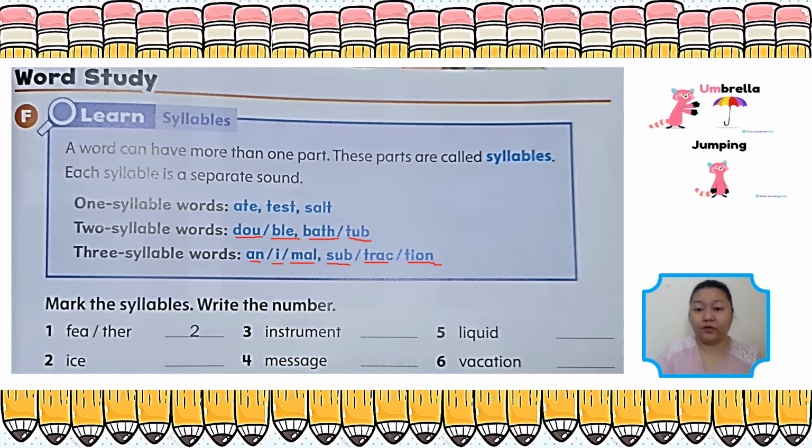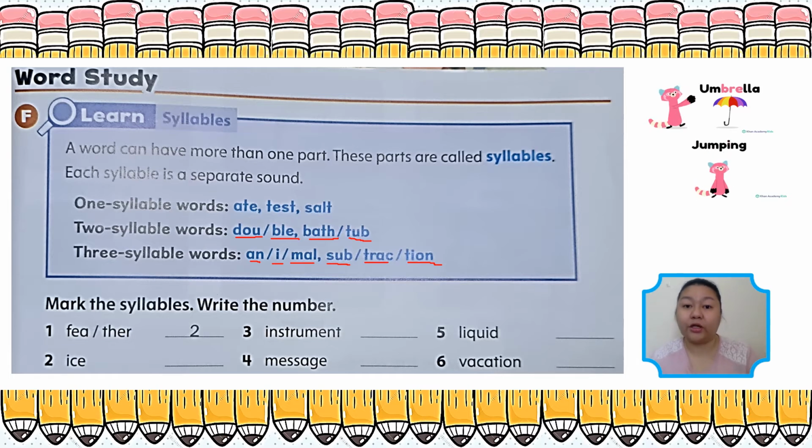Now also, if you notice these two moving words here, we have the umbrella. How many syllables? Three. Or the word jumping. Two syllables. Now let's try. Let's practice so that you will know how to write and how to count syllables. So mark the syllables and write the numbers.